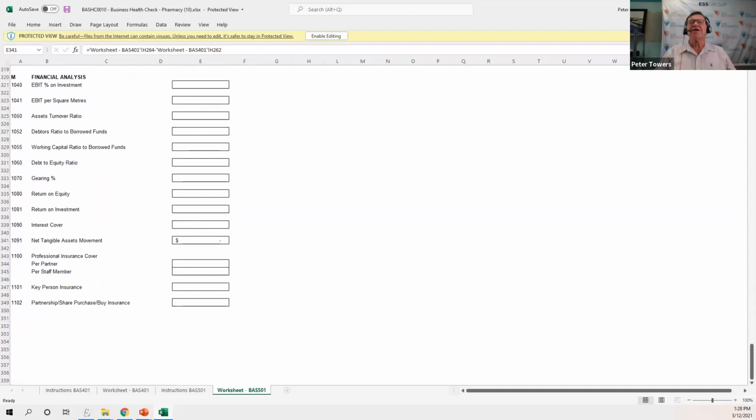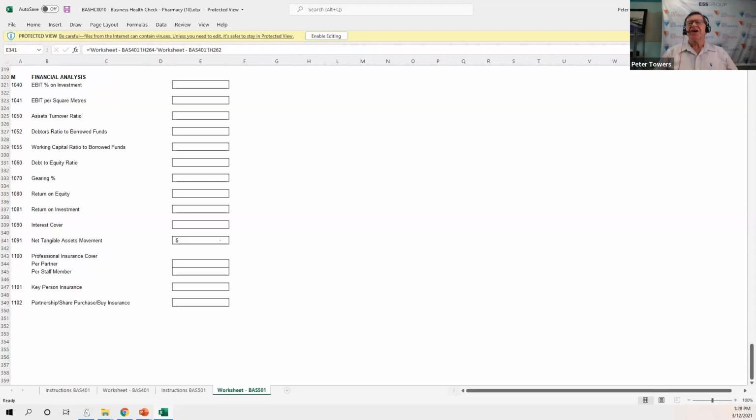Then we're going to go into the financial analysis, EBIT percentage on investment. Recall that I said to you before, the investment. It'd be good if you could get that. It doesn't have to be a formal report. It's basically you say to the pharmacy owner, what do you think the business is worth? How much money would you want to receive if someone walked in here now and said they'd like to buy your pharmacy? Maybe that's the investment figure you want to use.